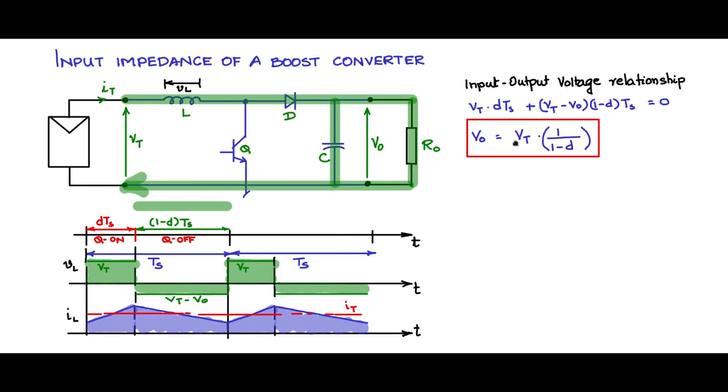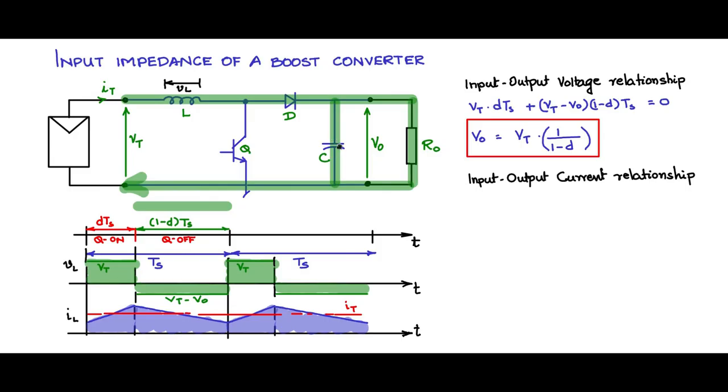Output V0 is given by Vt, the terminal voltage across the panel, into 1 by 1 minus d. Next, what is the input-output current relationship? For the voltage relationship, we used the volt-second balance across the inductor. Likewise, for the current, we use the amp-second balance of the current through the capacitor.